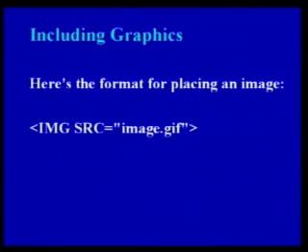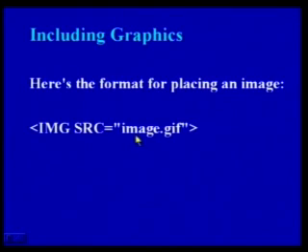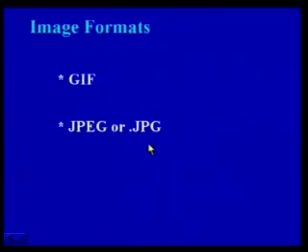Now, how do you include a graphic? Use the image tag to include a graphic and use the src attribute with the image tag to define the file name. Now, this image file name again should be in GIF or JPEG. Fine. Here is the format for placing an image: img tag followed by src attribute equal to image file name dot gif. Image formats are GIF and JPEG.